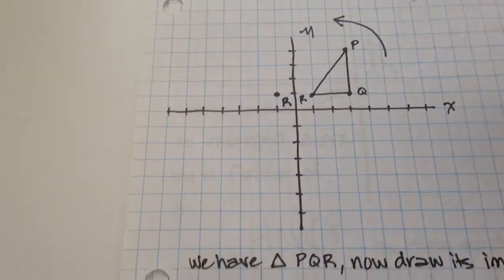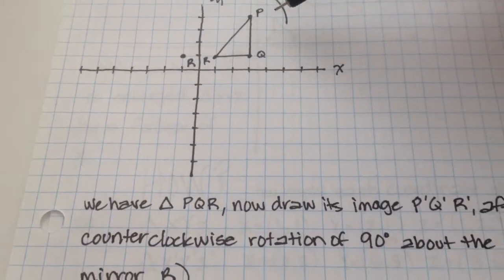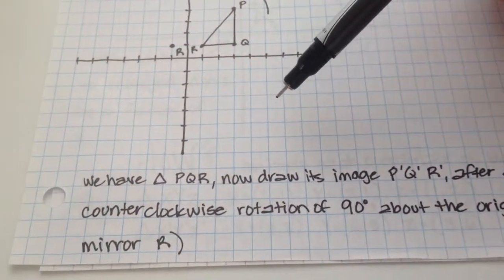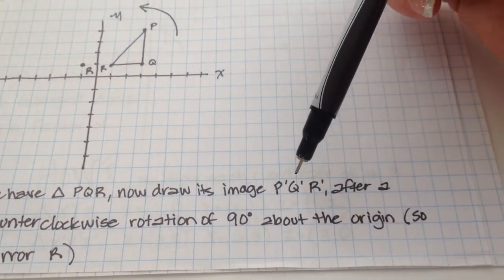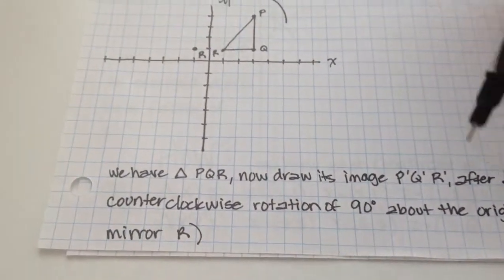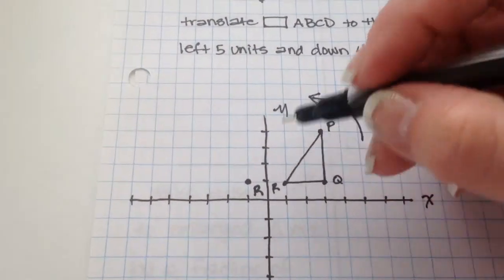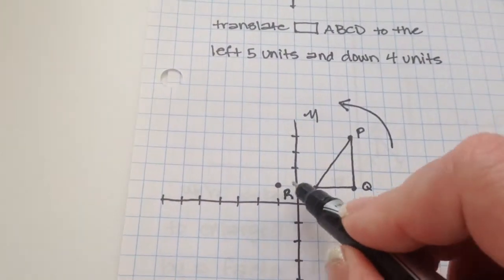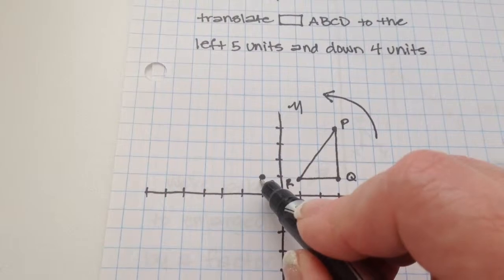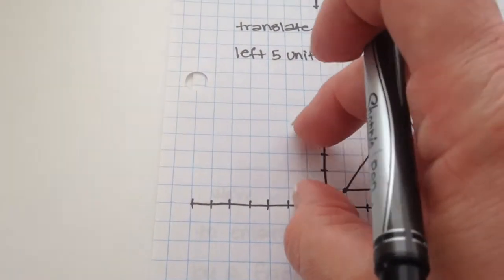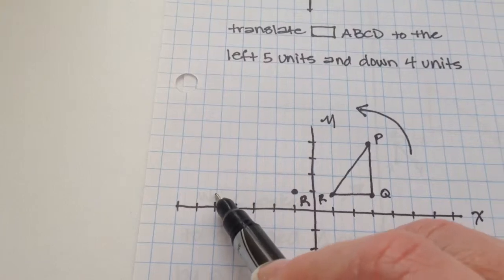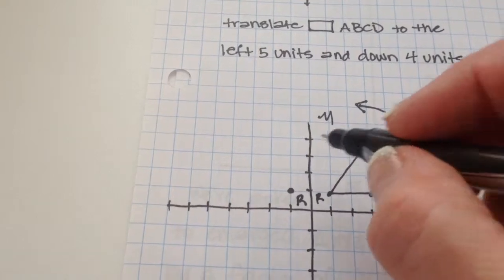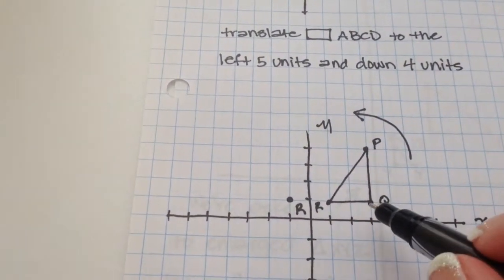Now, another example. We have triangle PQR, and we want to draw its image P1Q1R1 after a counterclockwise rotation of 90 degrees about the origin. So, mirror R. Okay, so it's going to go this way, and R is going to be right here. So if I know R is going to be right here, and I know it's going down this way, P is going to be over here. Okay? So, oh, wait, is that right? Well, let's do Q. That's going to be easier.